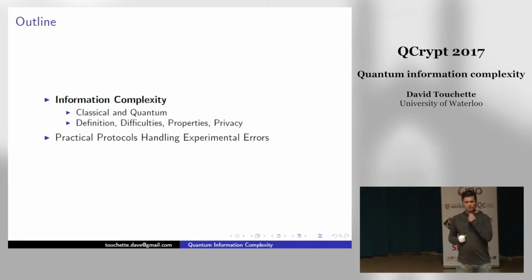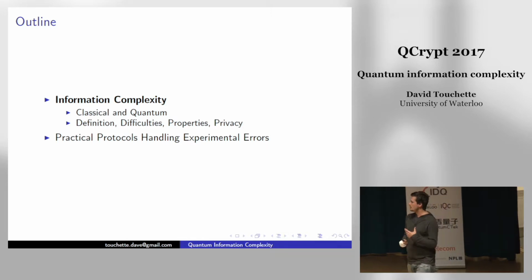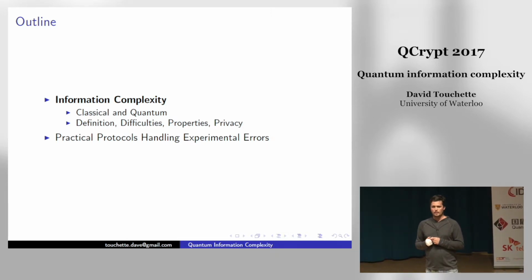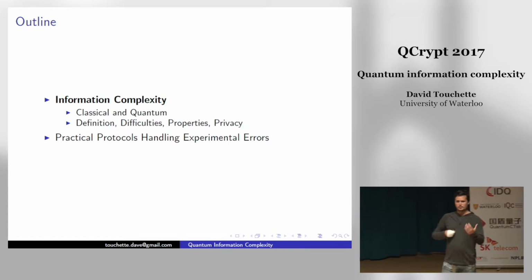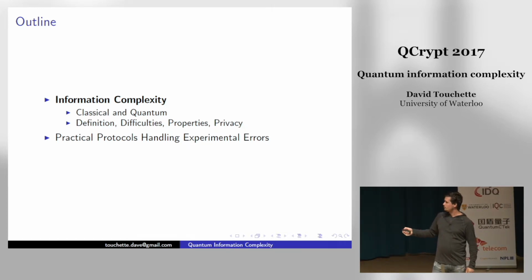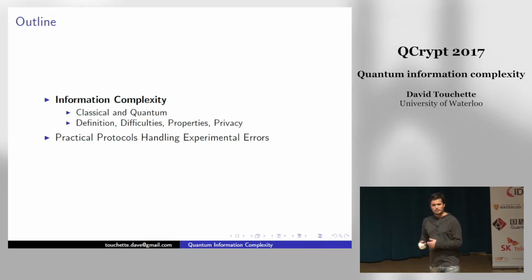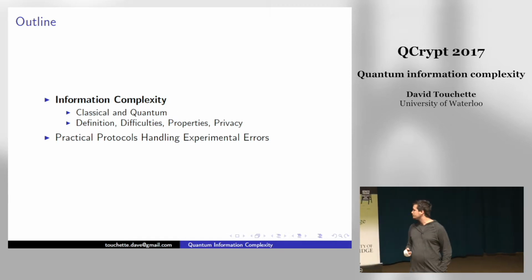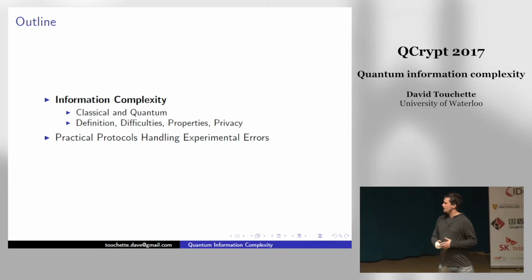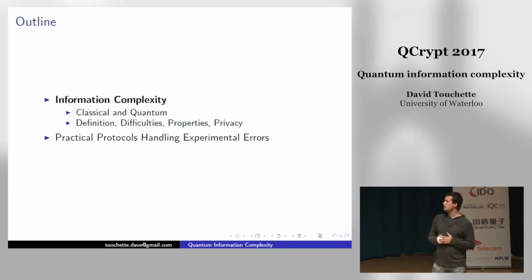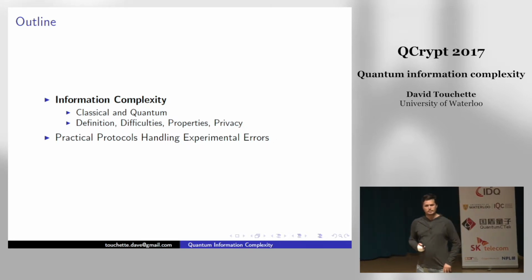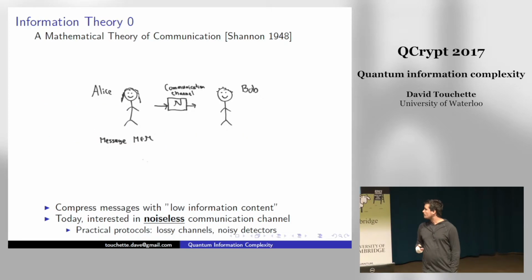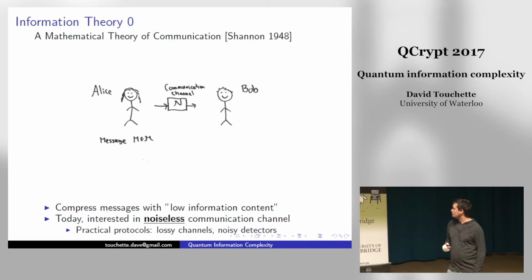All right, so let me give you the outline for the talk today. So we start with a theory part. Well, I'll define this information complexity notion. So I'll start with a definition in the classical setting in order to motivate the quantum setting. Then I'll discuss difficulties in defining such a notion, the properties we want it to satisfy, like how it concerns privacy. And then after, discuss some more practical protocols that can handle experimental error in such a setting. Okay, so on to the theory part.